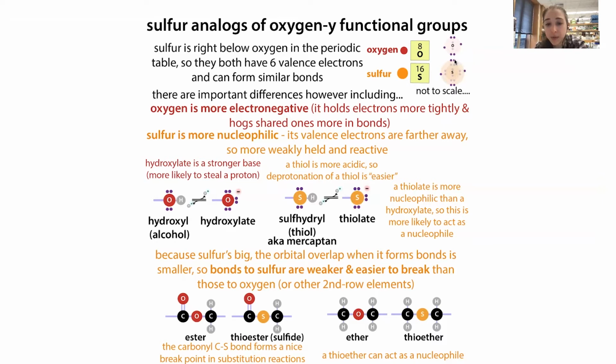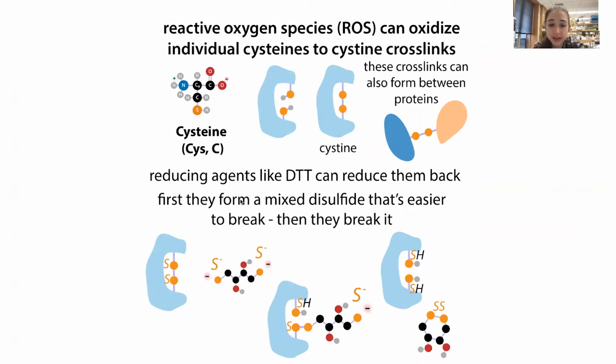But these bonds are also farther away, so they're going to be easier to break. And so we see that the bonds to sulfur are going to be more vulnerable than the bonds to oxygen. And when we have individual cysteines, cysteine crosslinks can be reversed. And so this is an example of reversible covalent binding, or bond formation actually taking place in our cells.